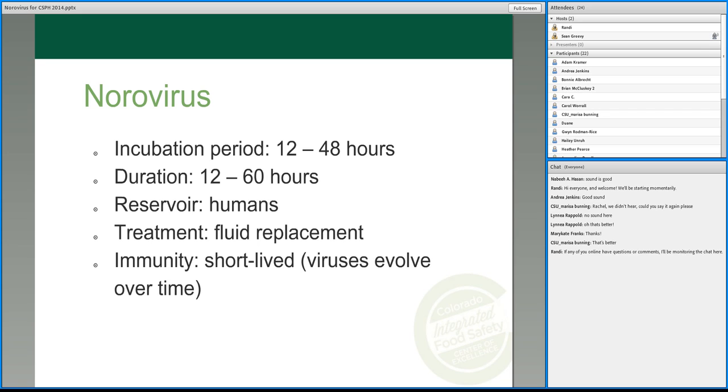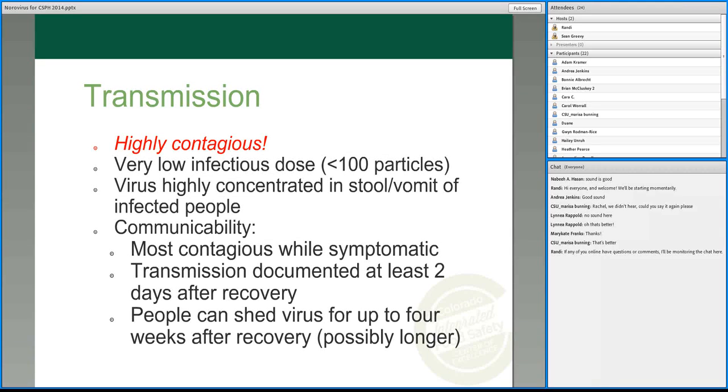And unfortunately, immunity for norovirus is quite short-lived. That means that just because I get norovirus this winter doesn't mean I'm immune and protected against it next winter. Due to the variation and the evolution of the viruses, I don't have long-lasting immunity and unfortunately could get sick again next winter or next month.